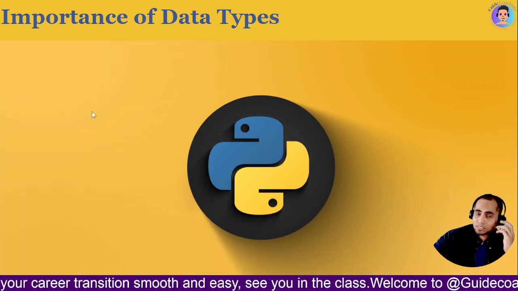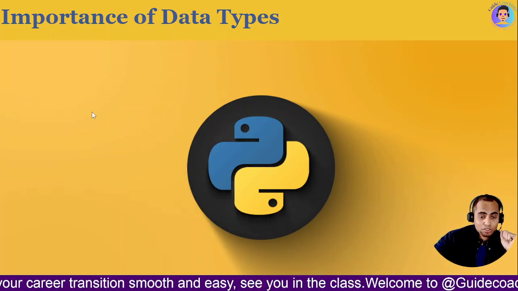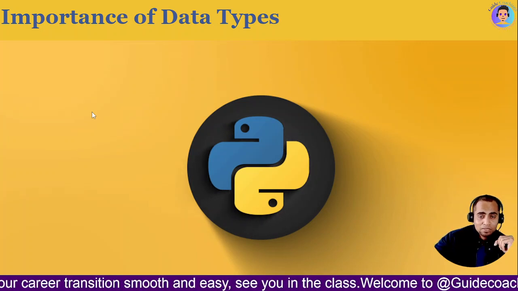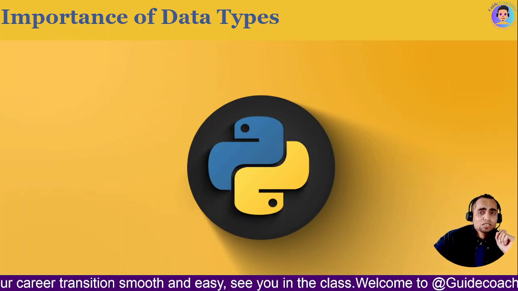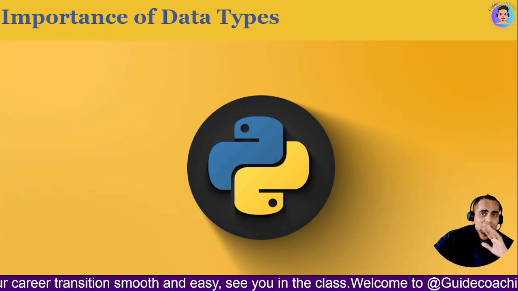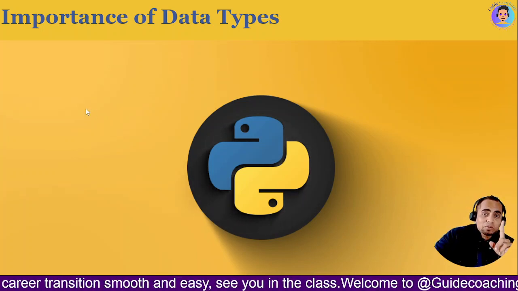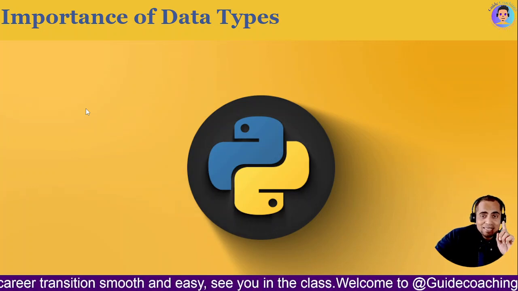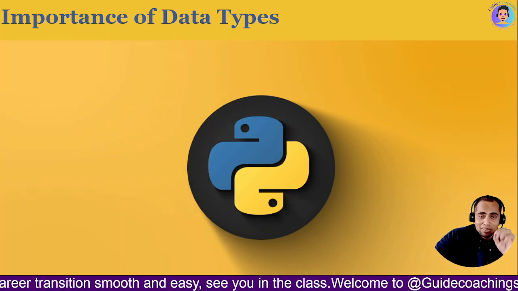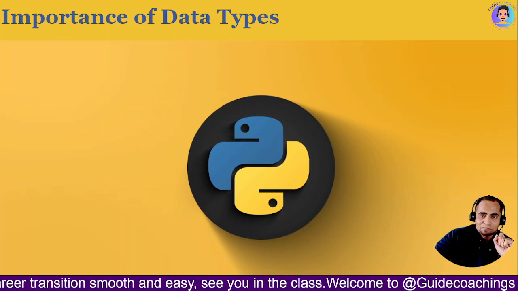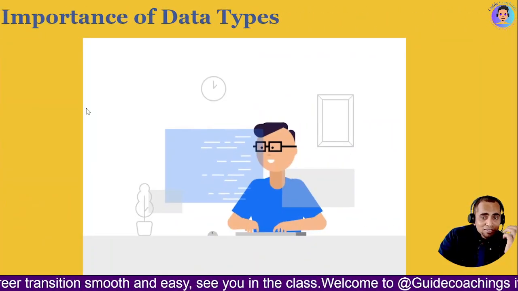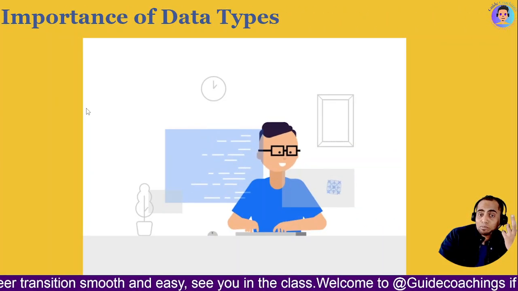In today's tutorial, we are going to see the importance of data types in Python. In Python, data types play a crucial role in programming as they define the kind of data that a variable can hold. Understanding and properly utilizing data types is essential for efficient programming and accurate manipulation. Here are some reasons why data types are so important in Python.